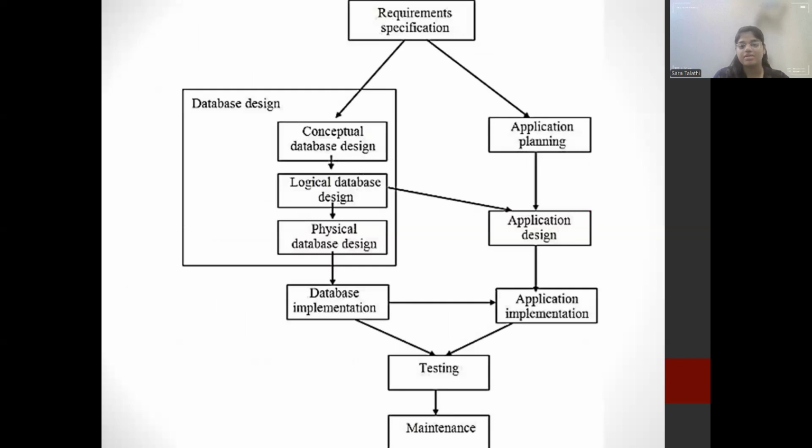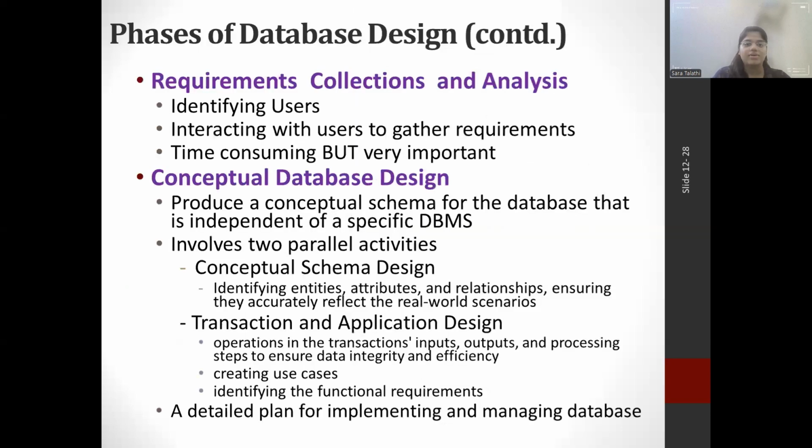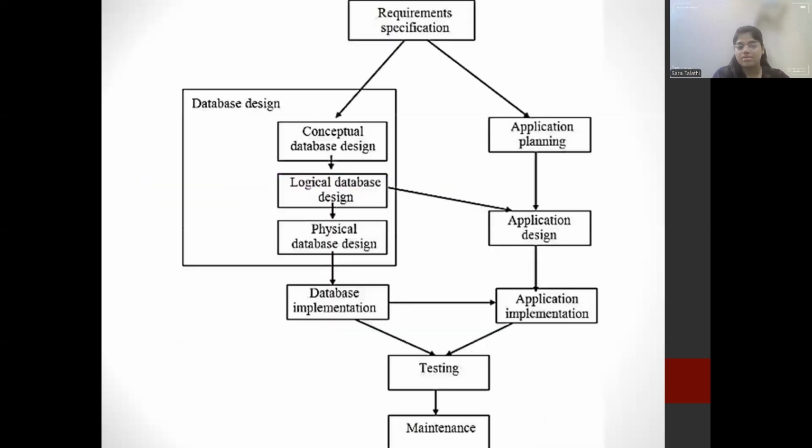So this is the flow chart of it, like how the requirements specifications are there, database design, conceptual, all the flow of it. So the requirements collection and analysis identifies users and interacts with users. It is very time consuming but a very important phase. So here are the phases.